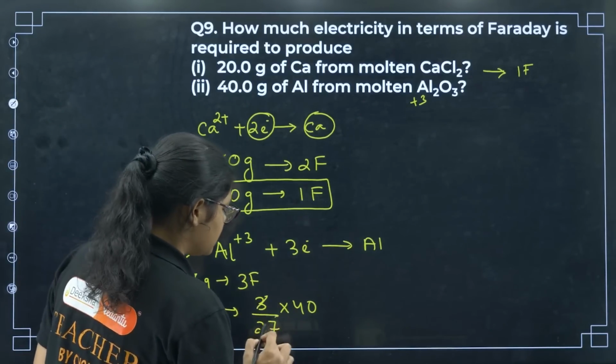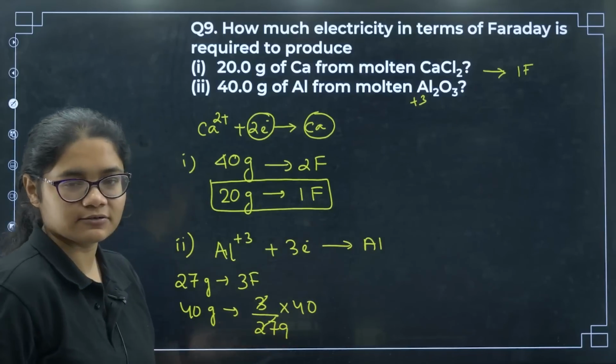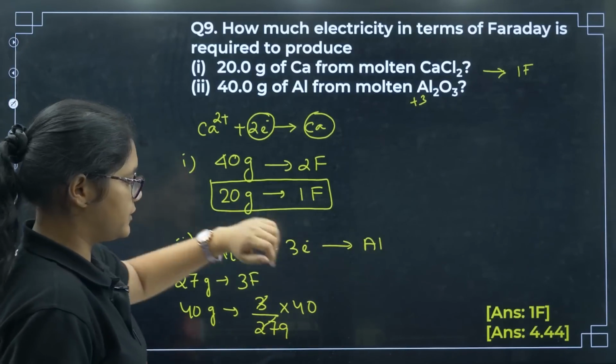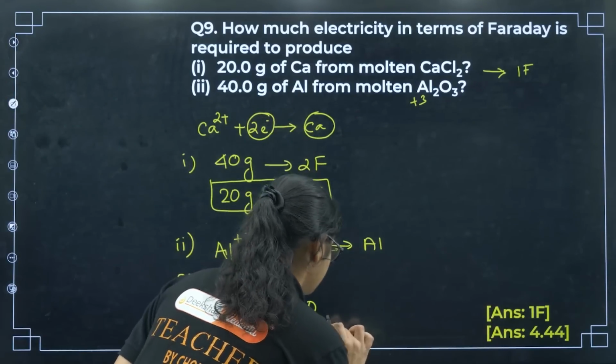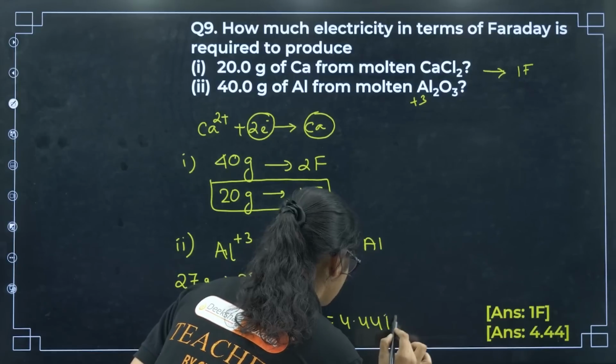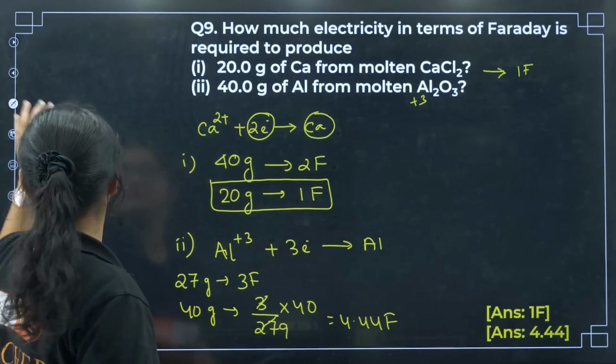So almost it is 40 by 9. So 4.44 you will get, right? So that is here, you will get 1 Faraday, and this is 4.44 Faraday. Okay, simple and easy question.